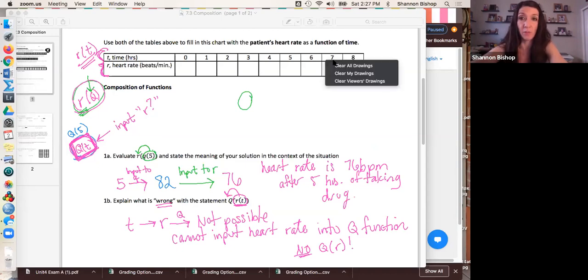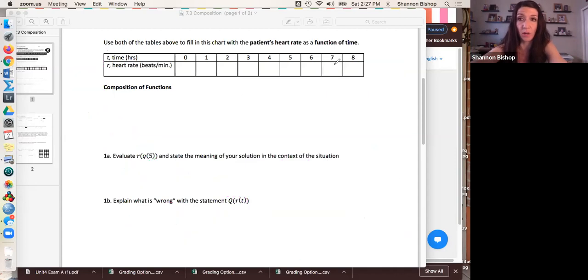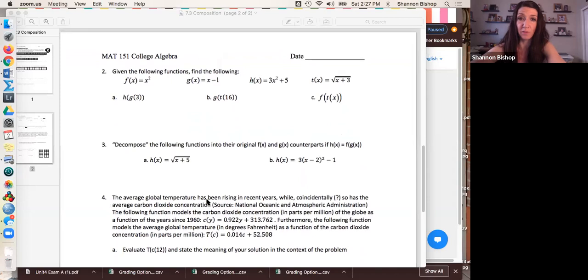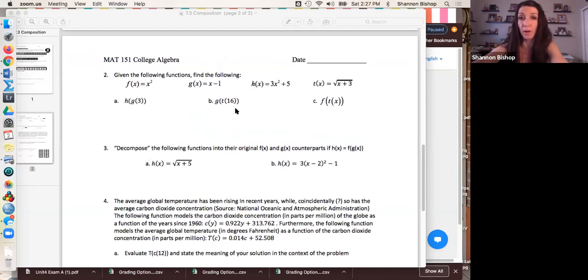Okay, so now that we've kind of hashed out what composition means and all that jazz, let's look at a couple of examples now. So on this one, you're doing a couple of numeric compositions, and then this one on the end, part C, is what we call a generic composition. So for this first one, let me just point out that you have 4 functions. You've got f of x, g of x, h of x, and t of x.